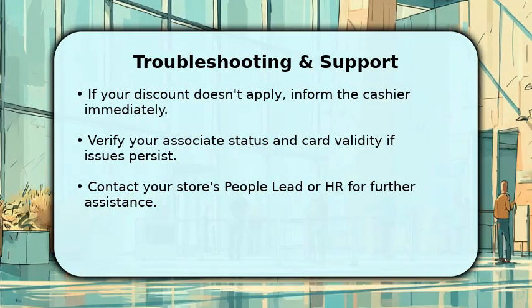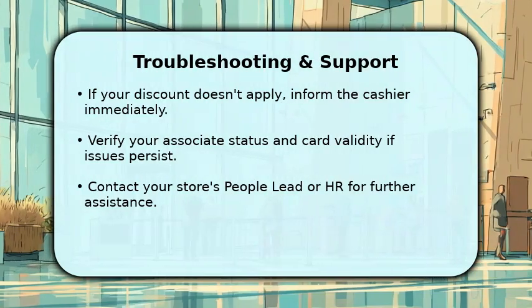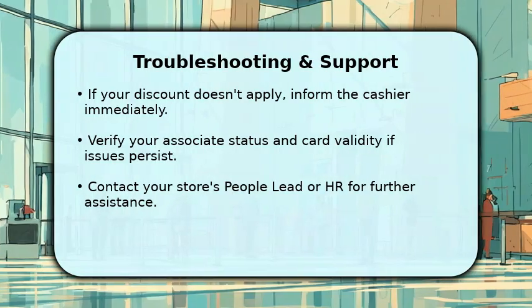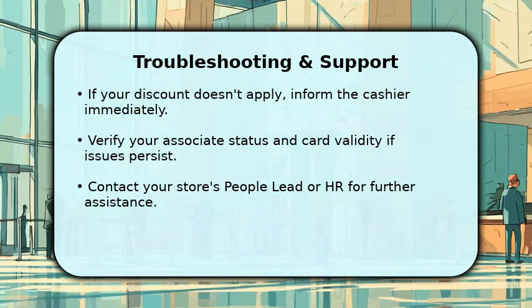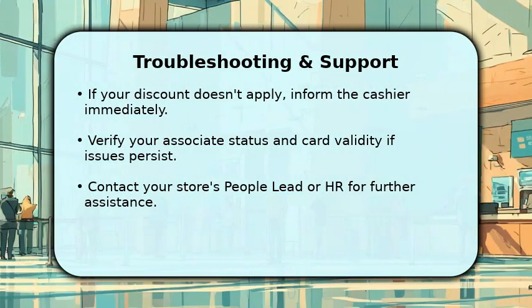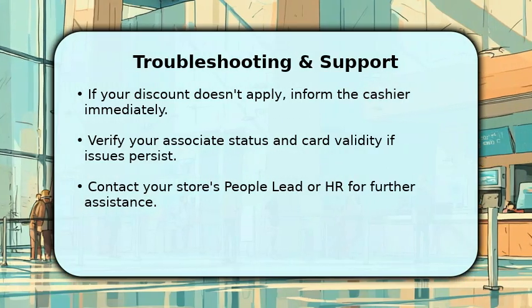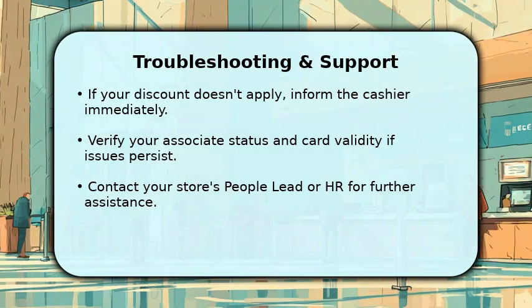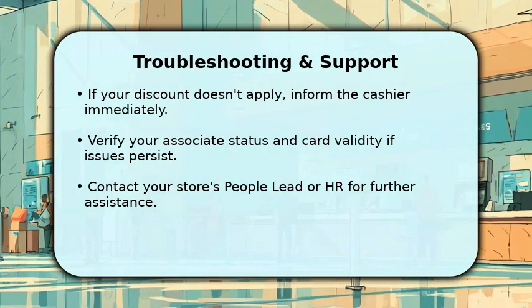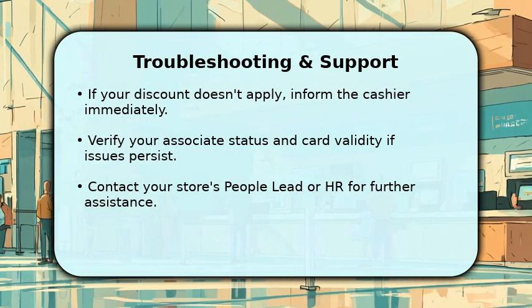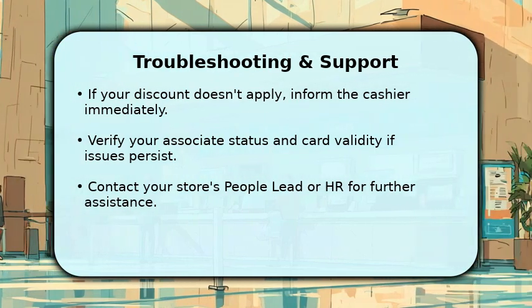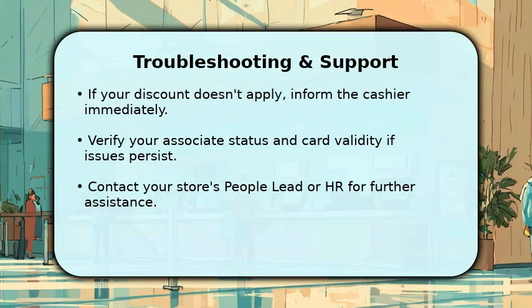If you encounter any issues or find that your discount hasn't been applied, don't hesitate to speak up. Immediately inform the cashier so they can rectify the situation. If problems persist, double-check your associate status and ensure your card is valid and active. For more complex issues or persistent concerns, your store's People Lead or Human Resources Department is the best resource to provide further assistance and clarify any policy details.